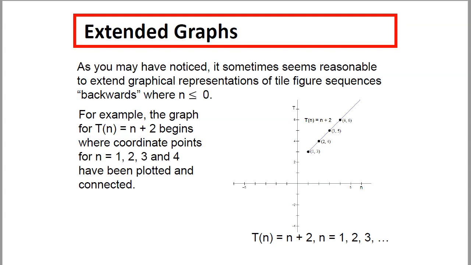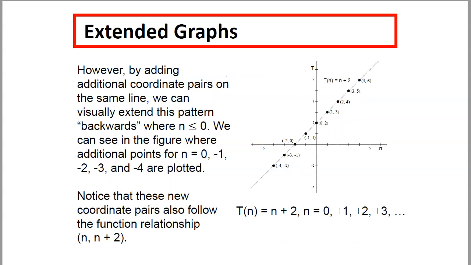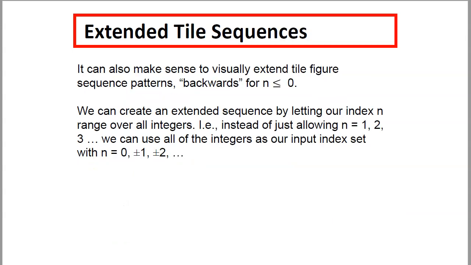You may have noticed that sometimes it seems reasonable to extend our graphs backwards. Here's a graph for t of n equal to n plus 2 for n equals 1, 2, and 3. It makes sense to extend this backwards when n is 0, -1, -2, -3, and -4. This is an extended graph. It also makes sense to visually extend the tile figures backwards for when n is less than or equal to 0.